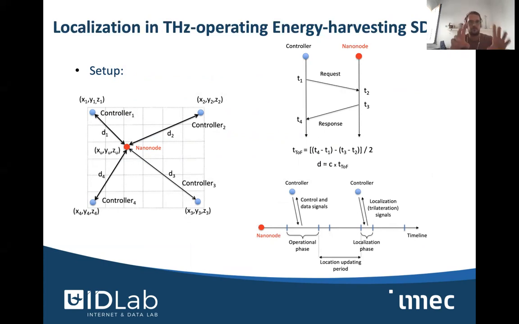We have a set of 4 controllers whose locations are known, and then we try to estimate the location of the nano node. On the right-hand side, you can see how we obtain the time of flight. So we send a request from the controller, response back from the node, and then we just estimate the distance between nodes.